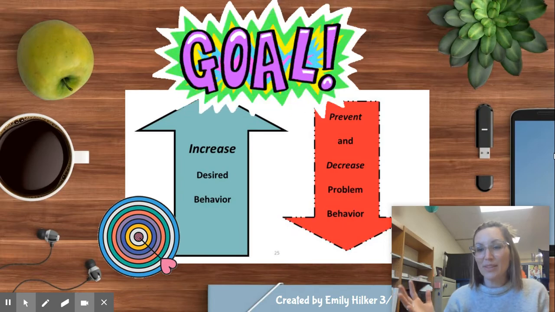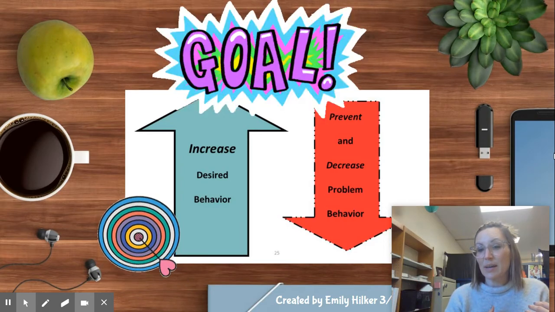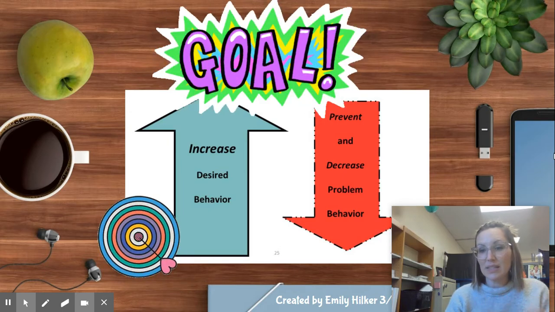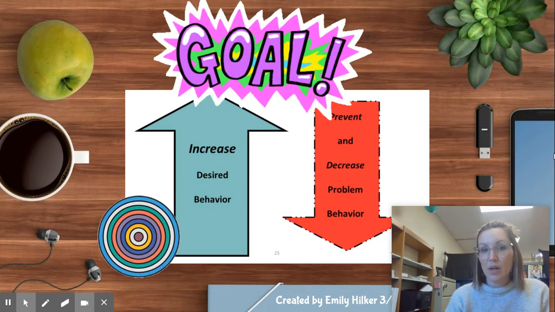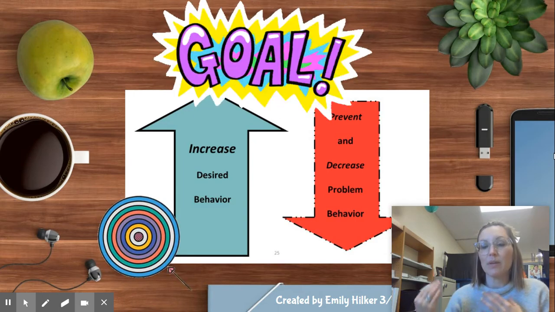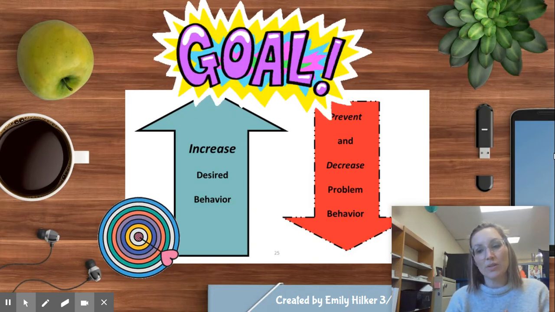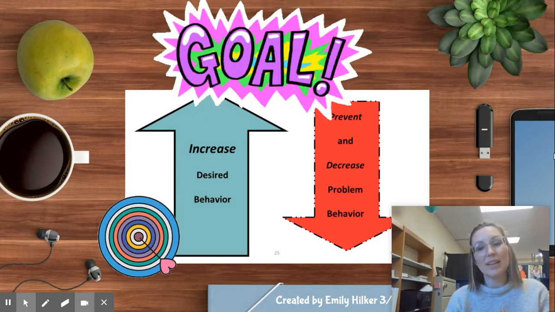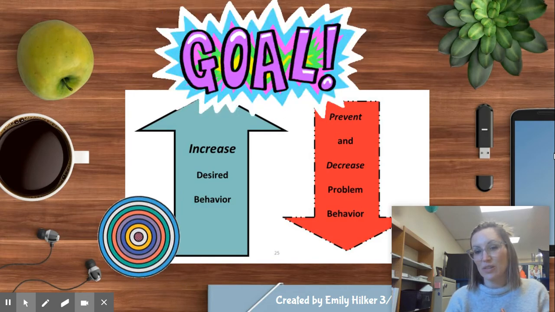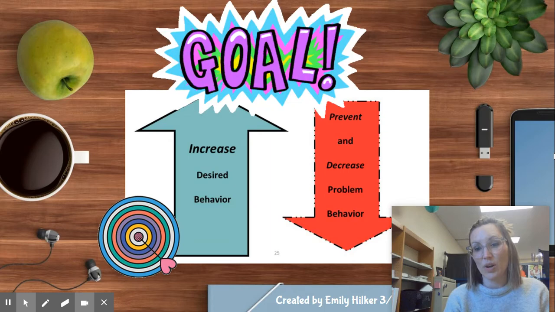So the big goal when you are using planned ignoring, you do want to decrease that behavior that you're ignoring. You want to see that swearing go down. But like I said at the beginning, more importantly, you want to see a replacement behavior go up. So you have to have both in place. If you only ignore a behavior, you are not going to see a huge decrease in that behavior, because that is the one way the student knows to get attention and that it's been working for them.